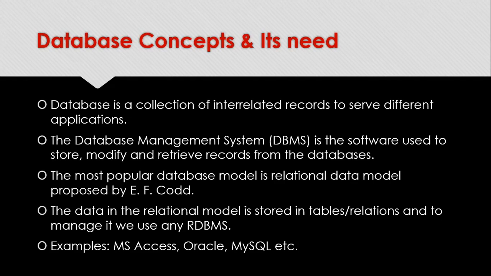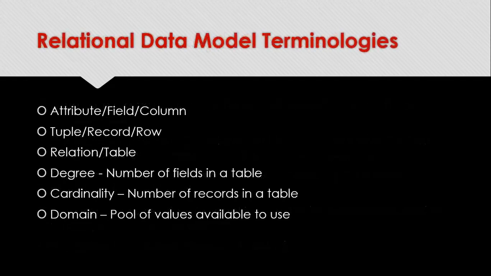Before moving to the practical session, we will understand a few more related terminologies in the relational data model. I told you that in the relational data model, the data is stored in the form of tables. A table is a combination of rows and columns. Instead of column, we also use another term, attribute or field. Those are the alias names, or other names, for the column. Rows are called tuples or records. The other name for the table is relation.